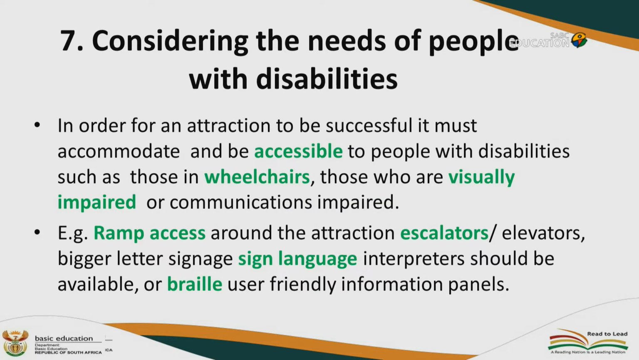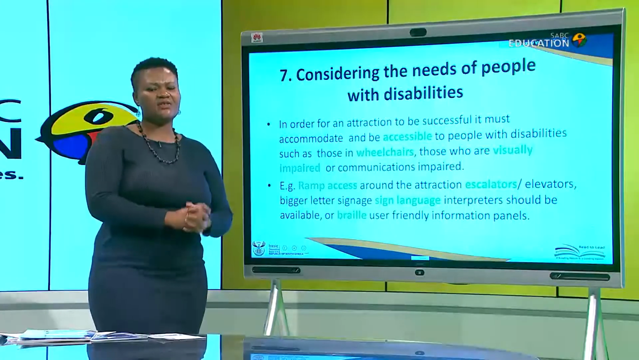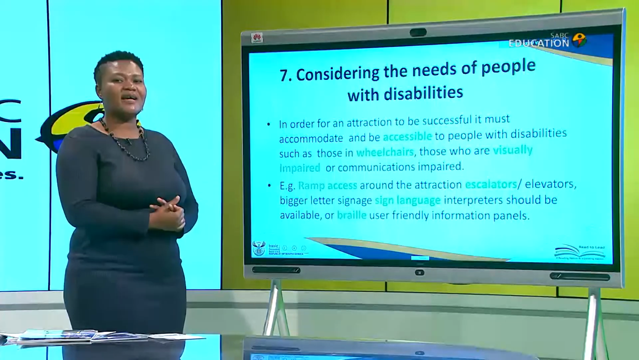Considering the needs of people with disabilities, that is our seventh factor. Remember, we've got 8 factors contributing to the success of a tourist attraction. In order for an attraction to be successful, it must accommodate and be accessible to people with disabilities, such as those in wheelchairs, those who are visually impaired or communications impaired. Examples of these would be having a ramp access around the attraction, escalators or elevators, bigger letter signage, sign language interpreters, and braille facilities or braille user-friendly facilities to use at attractions.